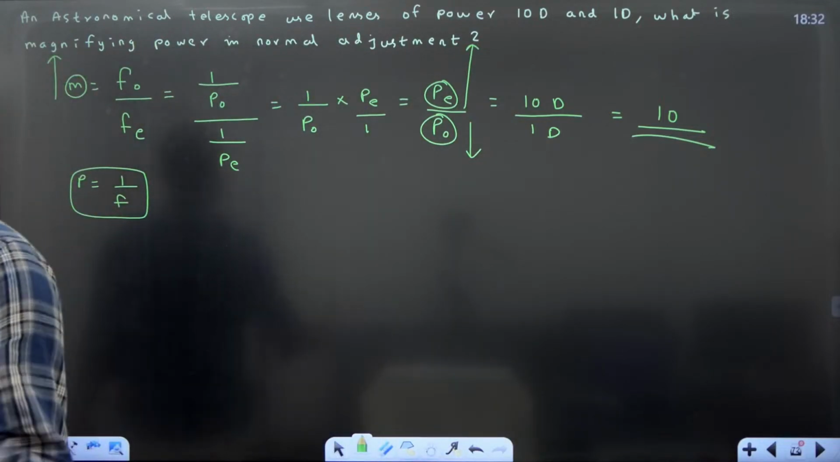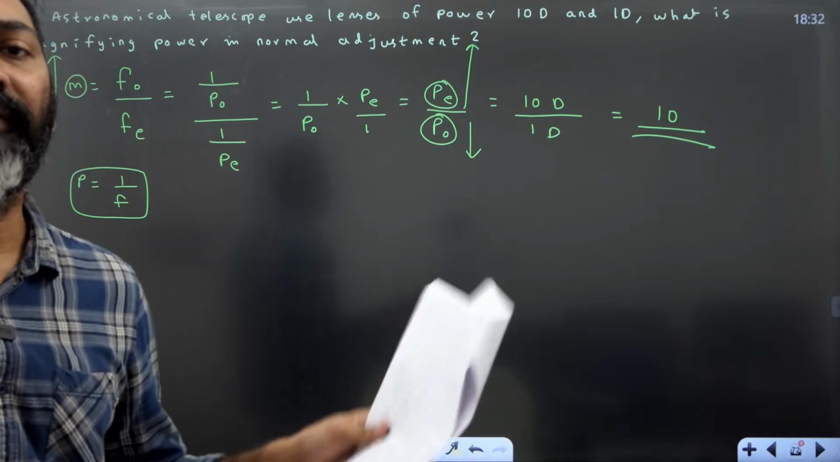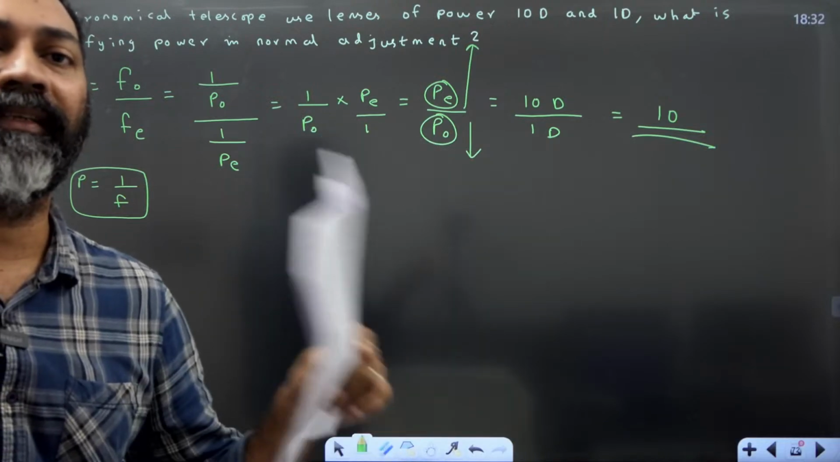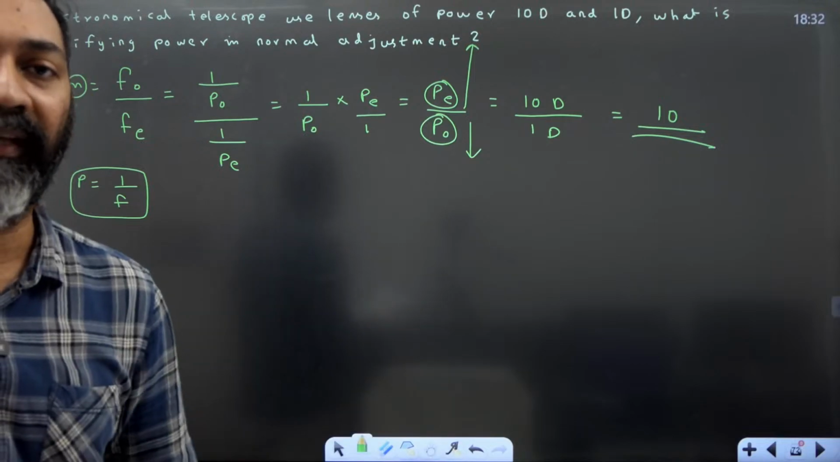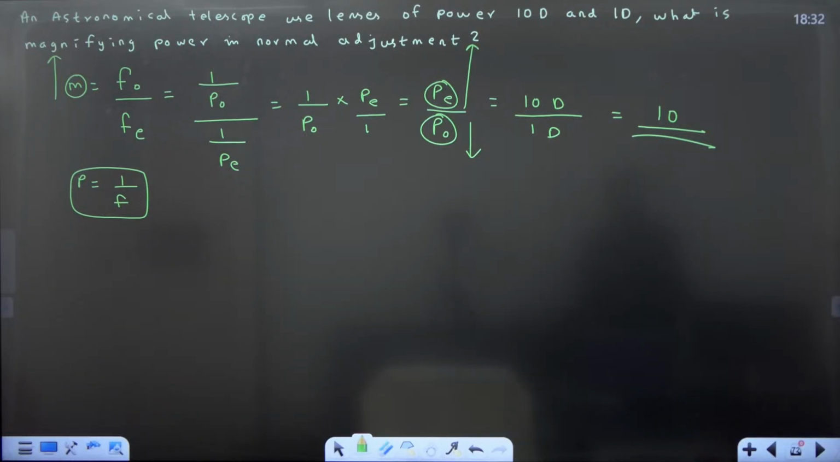മനസ്സിലായോ? ക്വസ്റ്റ്യനിൽ സ്പെസിഫൈ ചെയ്തിട്ടില്ല ആരെ ഒബ്ജക്റ്റീവ് എടുക്കണം, ആരെ ഐപീസ് എടുക്കണം എന്ന്. But from the data given, we know that magnification is FO by FE, so in terms of power, eyepiece power divided by objective power, and normal adjustment means maximum magnification. So objective power should be minimum, eyepiece power should be maximum. അപ്പൊ ആൻസർ 10. ഒരു ട്രിക്കി ക്വസ്റ്റ്യൻ ആണ്, സിമ്പിൾ ക്വസ്റ്റ്യൻ ആണ്, പക്ഷെ ട്രിക്കിയാണ്. Yes, Navneet, magnification 10. Magnification has no unit. Any doubt?